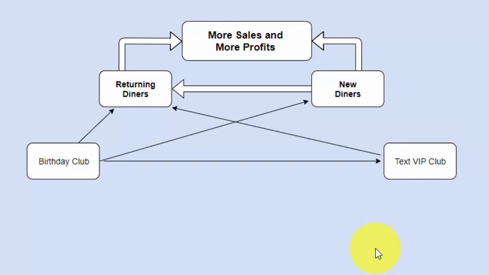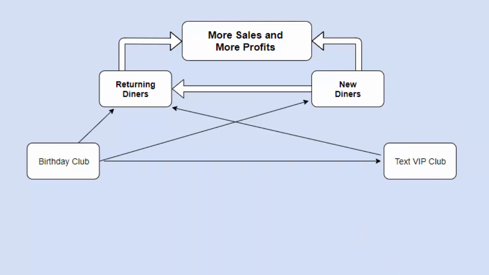If the text was being sent to 1,000 people, how many extra tables would you fill that week? If only a tiny 5% took up your offer, that's 50 extra tables. Even just 2% is 20 extra tables filled on your quiet nights. What difference would that make to your profits?